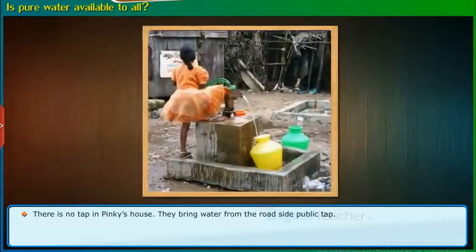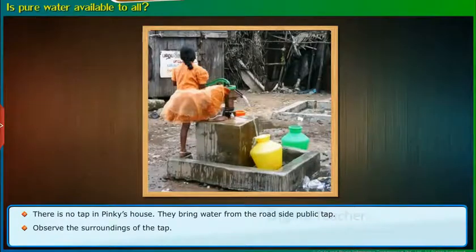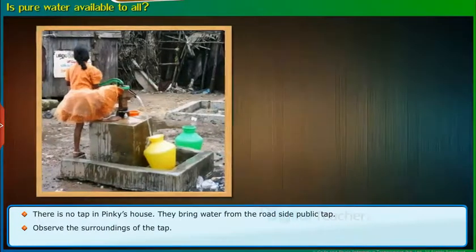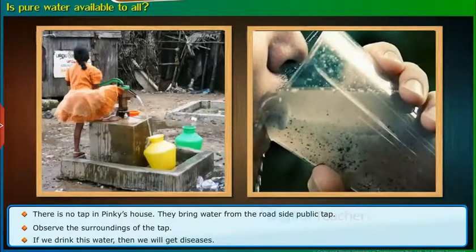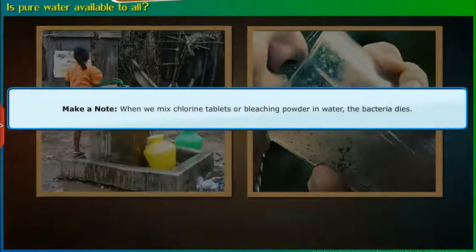There is no tap in Pinky's house. They bring water from the roadside public tap. Observe the surroundings of the tap. If we drink this water, then we will get diseases. Make a note. When we mix chlorine tablets or bleaching powder in water, the bacteria die.